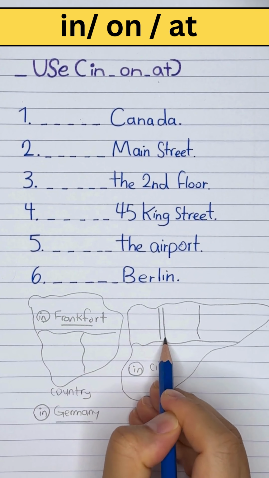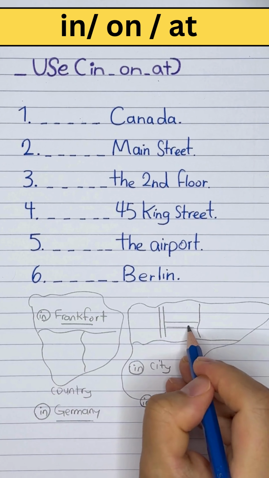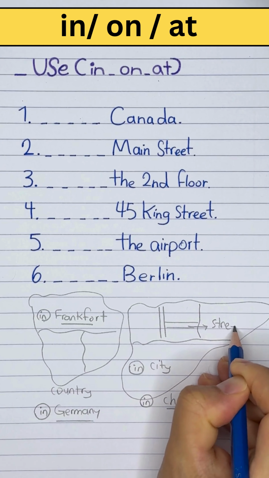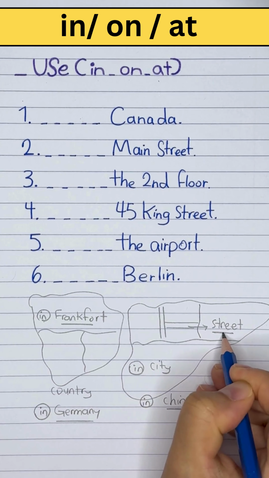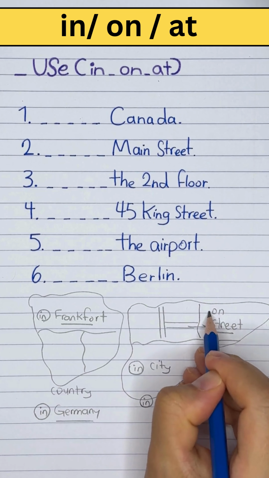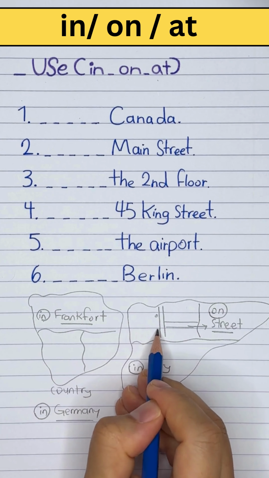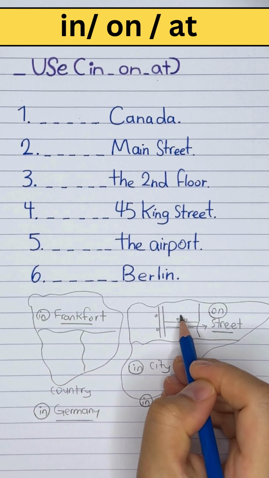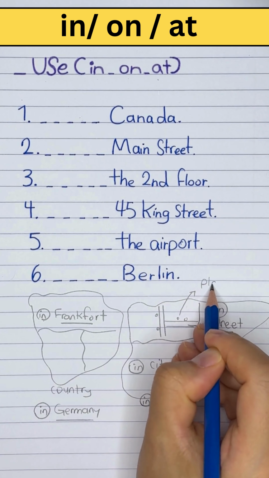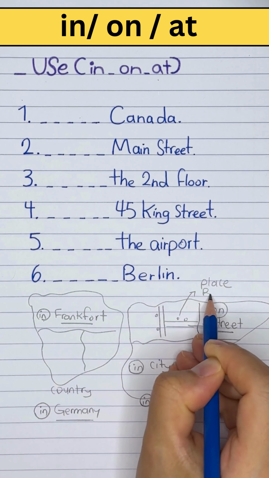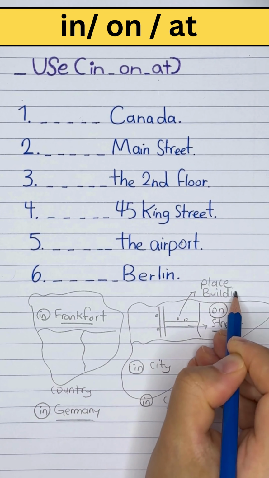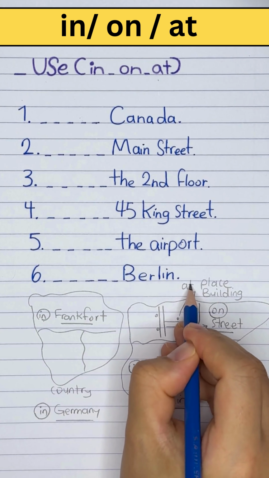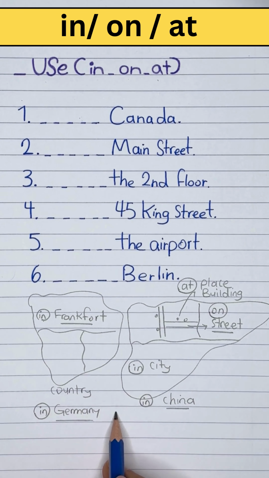And then we have different streets, for instance, in different cities. So with the streets, we always have to use the preposition on: on street. And also we have different buildings, or let's say different places on different streets. So we always have to use the preposition at with specific places and buildings.